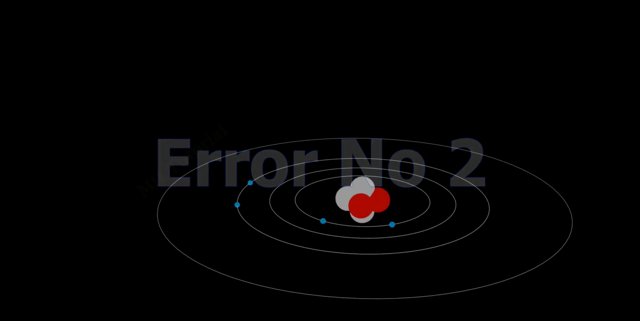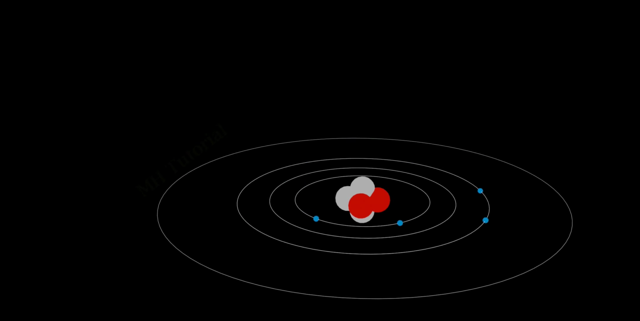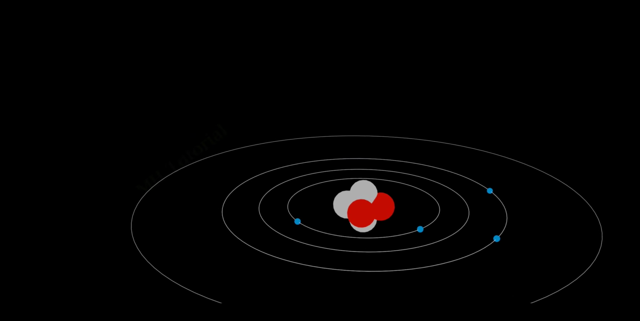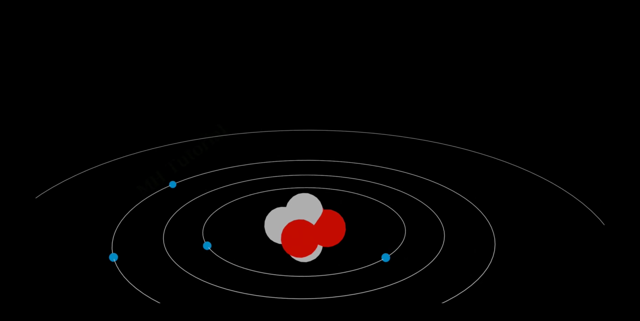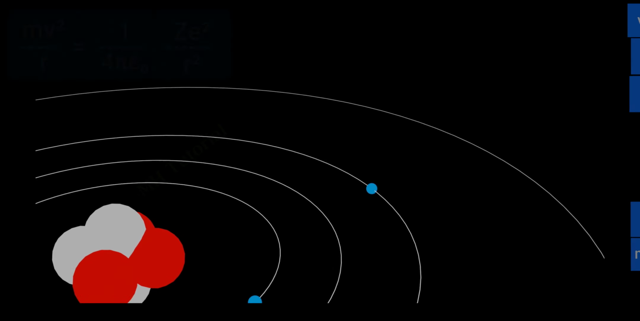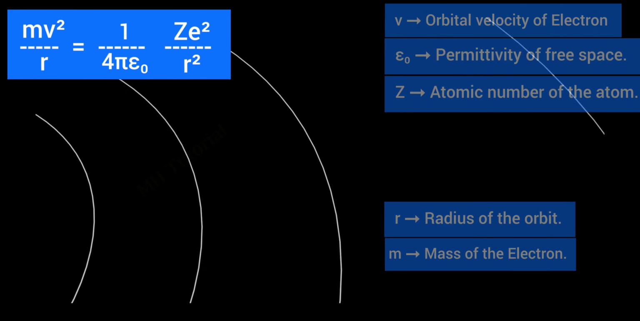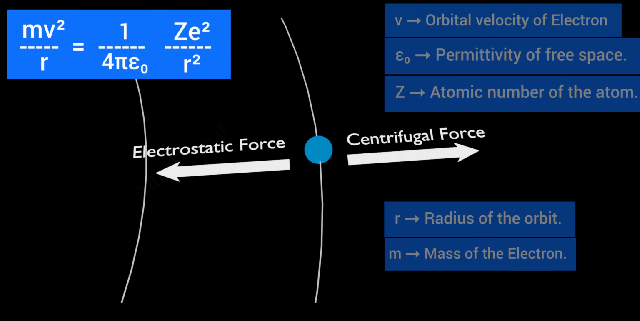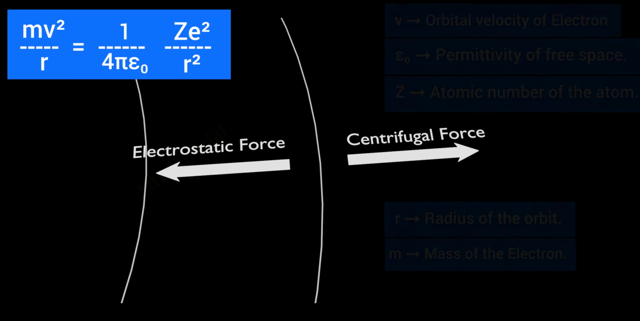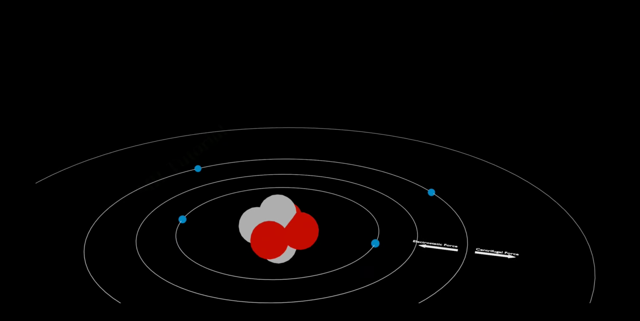Error number 2. Perhaps the biggest failure in Rutherford's model is the stability of the atom. Rutherford's atomic model could not explain a stable and long-lasting atom. It describes every electron as revolving around the nucleus through a circular orbit, in such a condition that its centrifugal force remains equal and opposite to the electrostatic force between the electron and the nucleus.